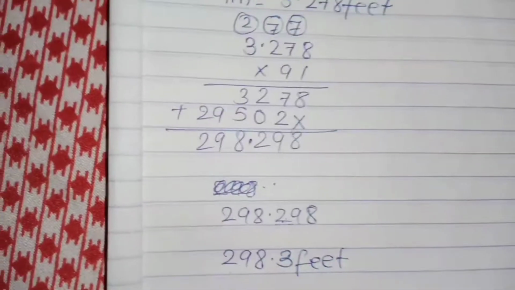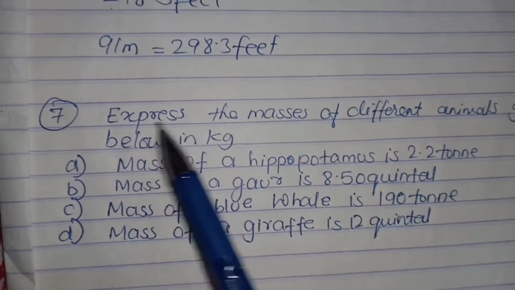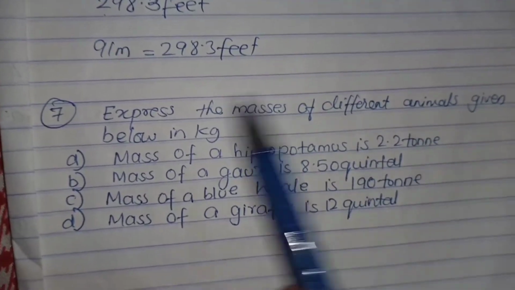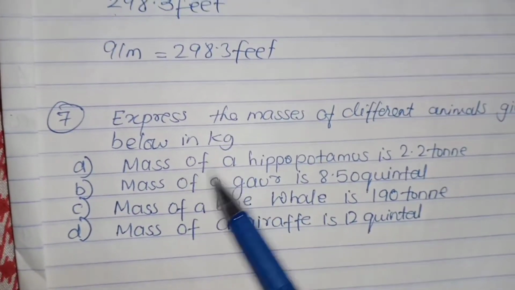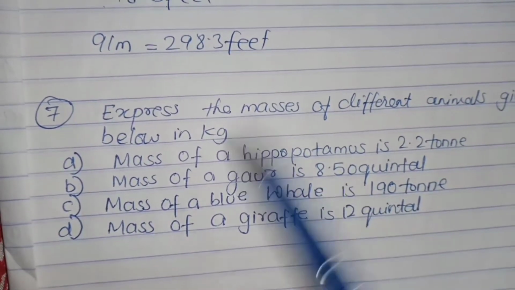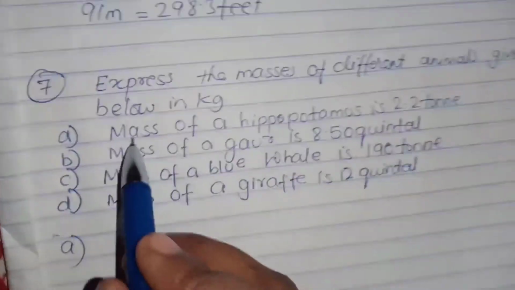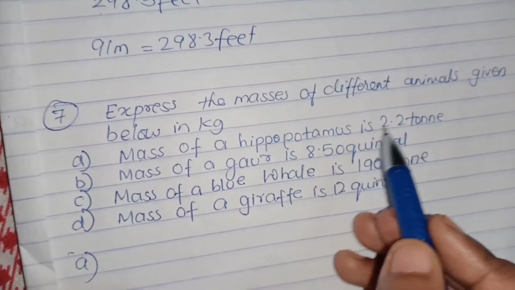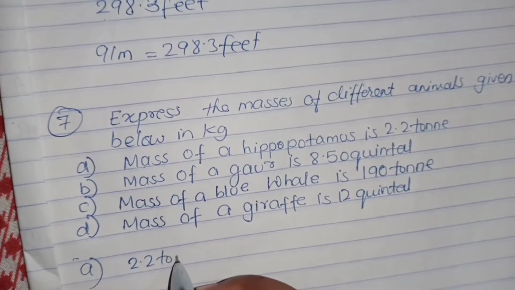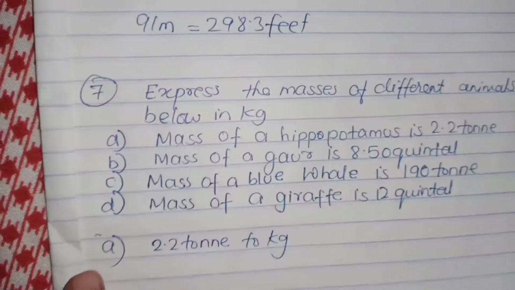Now let's do the next question. Now question number 7. Express the masses of different animals given below in kg. So we have to convert these masses. Whatever unit is given, you have to convert into kg. Now how to do it? Number A. In number A, what is given? Mass of a hippopotamus is 2.2 ton. We have to convert this to kg.